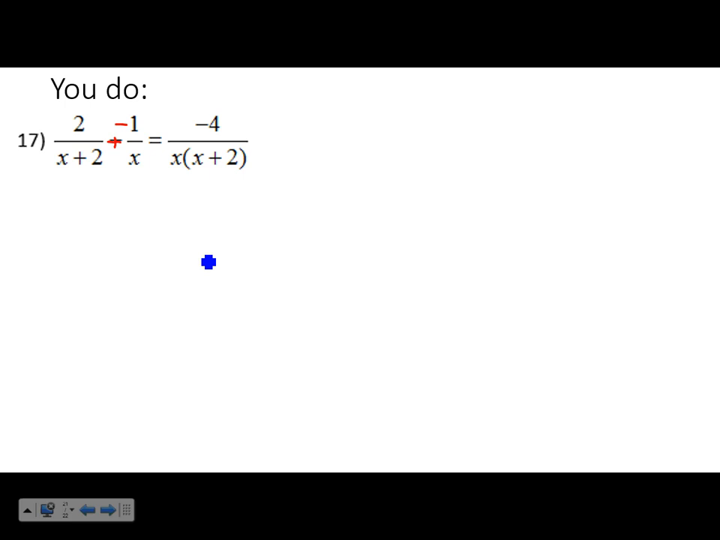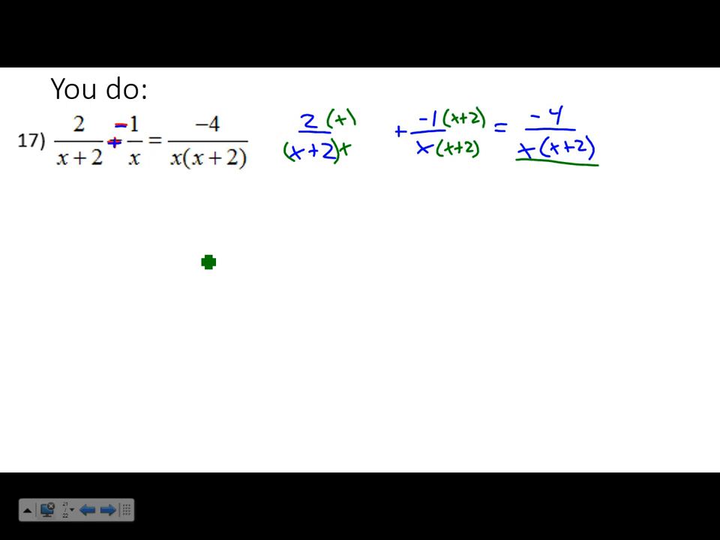So, without further ado, this was a minus, so we change it to a plus, change that to a minus. Now we need to get all our denominators to be the same. I'm going to rewrite this, plus negative 1 over x is equal to negative 4 over x times x plus 2. So it looks like this has to be our common denominator. They all have to match. So this one needs an x. This one needs an x plus 2.